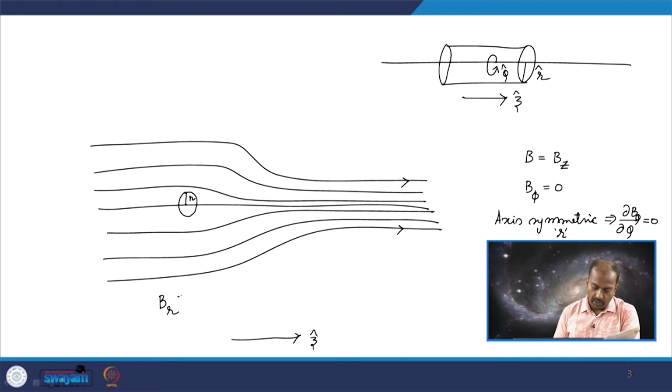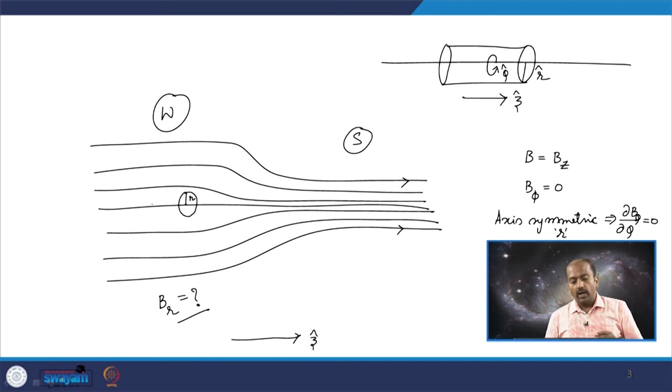So, what is the value of Br? What is the possibility of having a Br? Let us say the magnetic field is kind of weak here, and the magnetic field is strong here, and the magnetic field is weak here. What does it mean? There are fewer magnetic field lines per unit area in this region, right. The magnetic field lines per unit area in this region are fewer, and more field lines per unit area here.